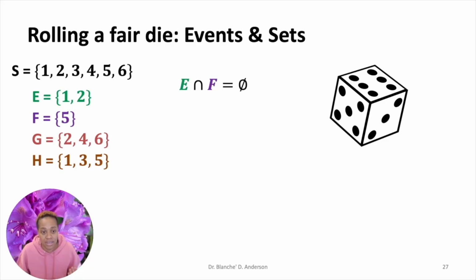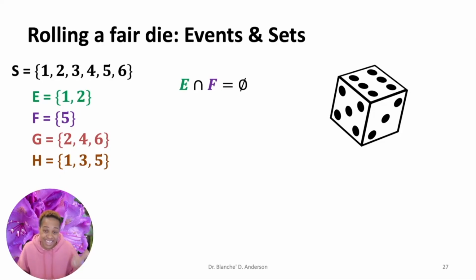So if I have event E, which is rolling a 1 or a 2, event F, which is rolling a 5, event G, which is rolling an even number, and event H, which is rolling an odd number. If I wanted to find the intersection of set E and F, it does not exist.